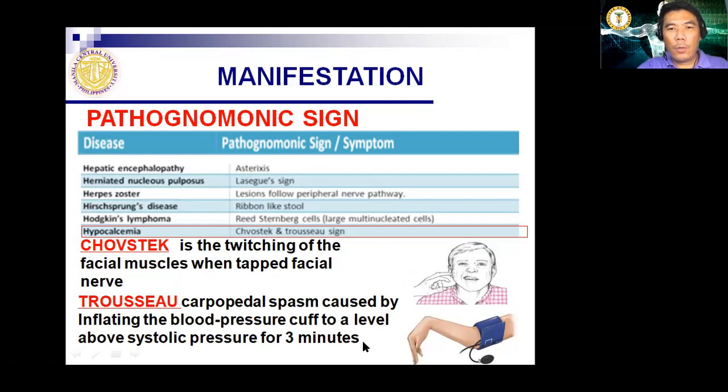So are there any questions so far? Why did it not stop? Are there any questions? About the herpes zoster, is it an STD? Yes, actually, yes.